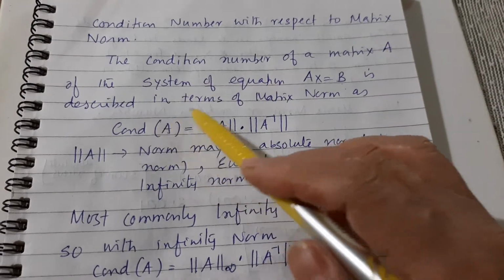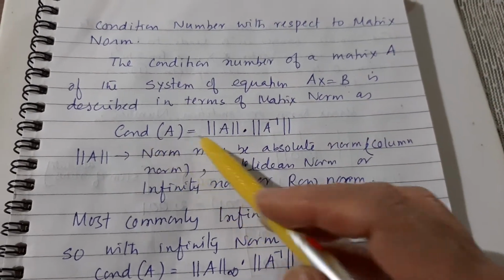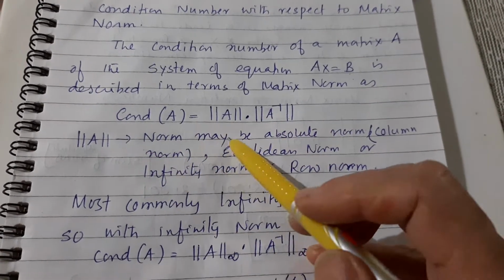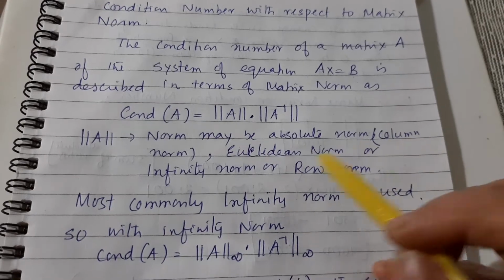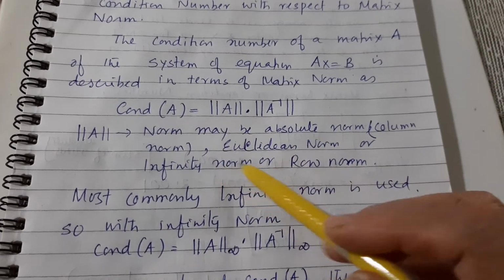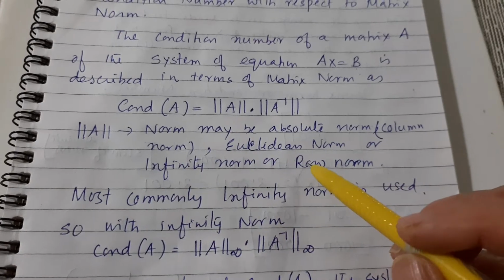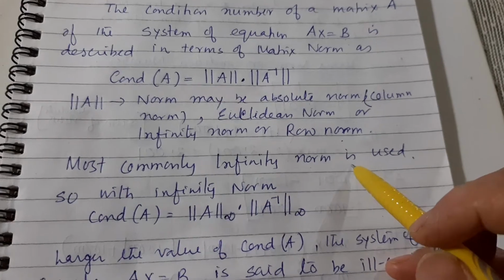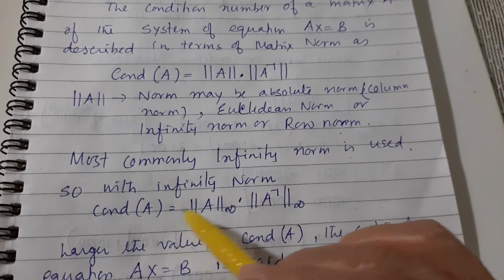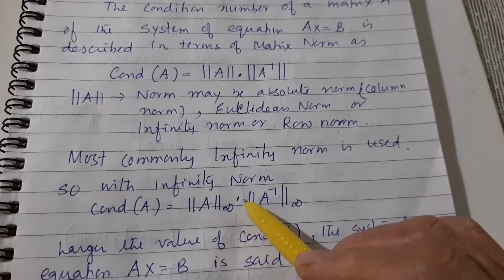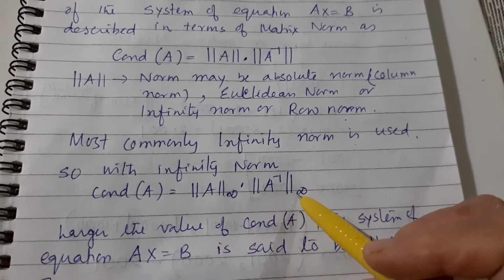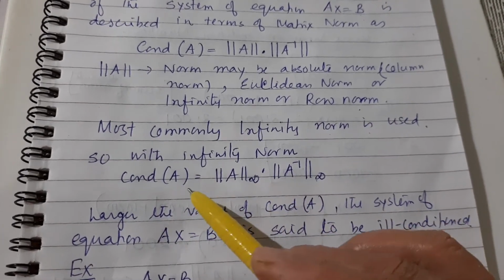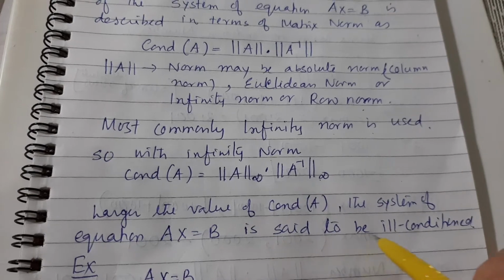And the condition number is described in terms of matrix norm as cond(A) = norm of A multiplied by norm of A inverse. And this norm may be the absolute norm, or we can call it the column norm, or Euclidean norm, or the infinity norm, which is also called the row norm. But most commonly we always use the infinity norm. So, in terms of infinity norm, the condition number is represented as norm of A infinity multiplied by norm of A inverse infinity. Now, the larger the value of the condition number, if it is a very, very large number, then the system of equations is said to be ill-conditioned.